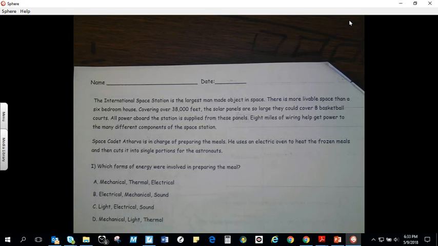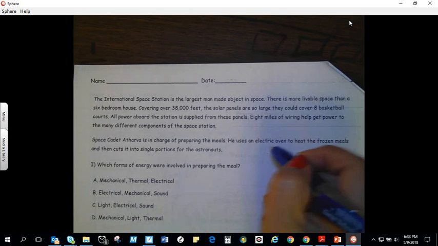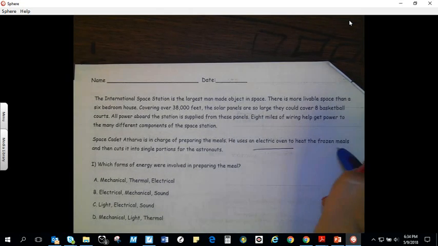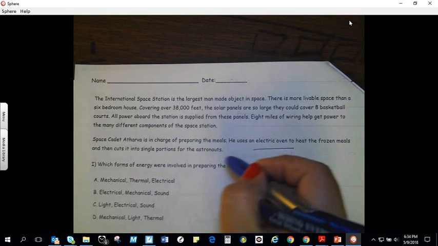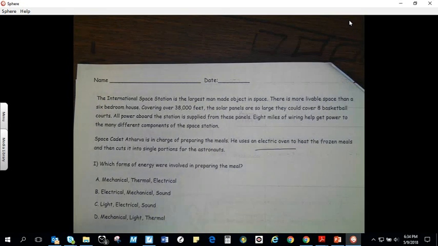Space Cadet Atharva is in charge of preparing the meals. He uses an electric oven to heat the frozen meals and then cuts it into single portions for the astronauts. Okay, so which forms of energy were involved in preparing the meal?